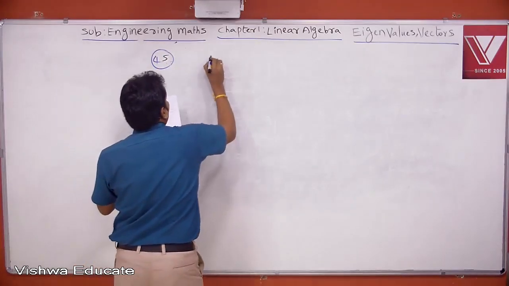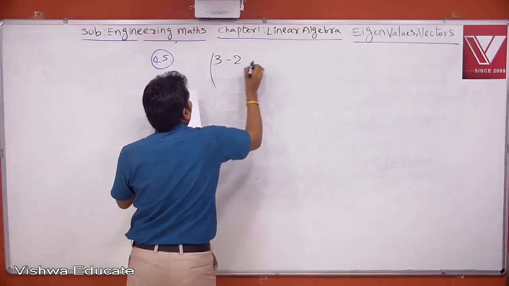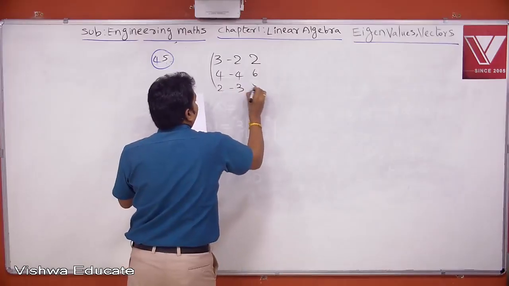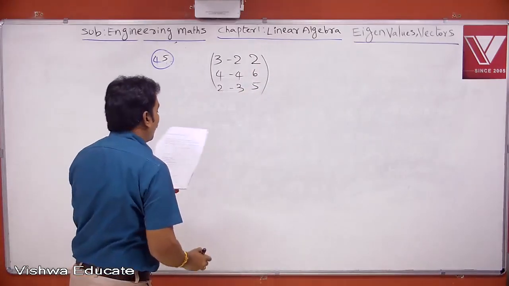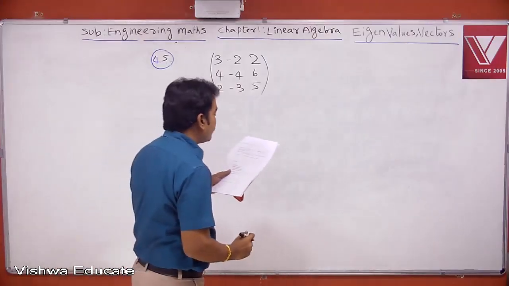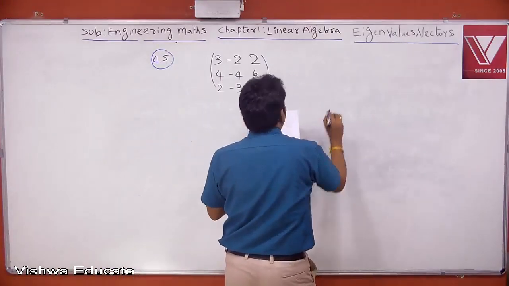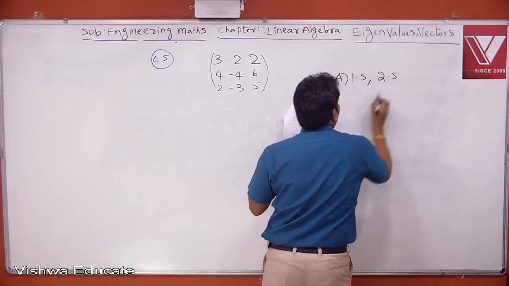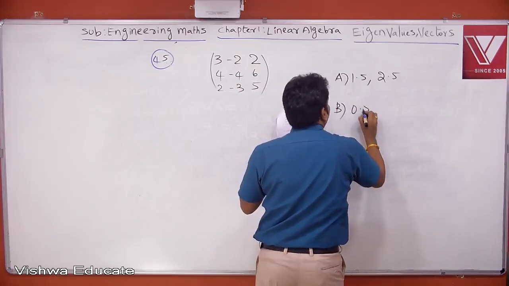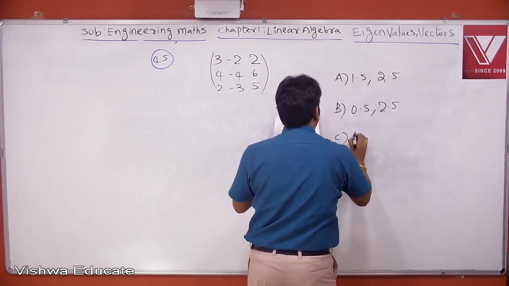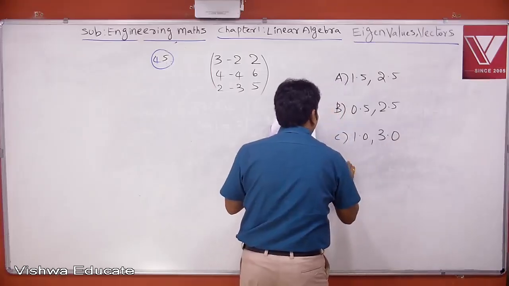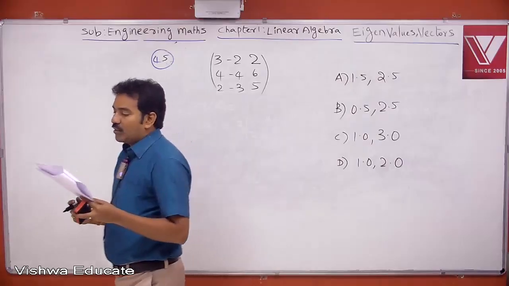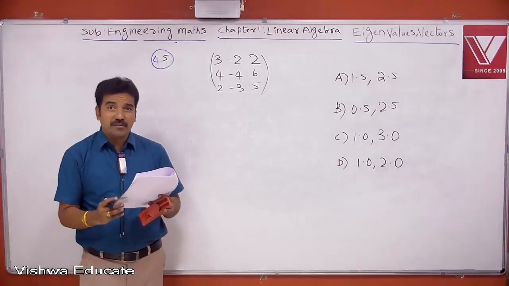The smallest and largest eigenvalues of the matrix [3, -2, 2; 4, -4, 6; 2, -3, 5]. They were asking the smallest and largest eigenvalues of this matrix. Let me write the options. Option A is 1.5, 2.5; B is 0.5, 2.5; C is 1.0, 3.0; option D is 1.0, 2.0. Now let us try to solve this by verifying the options.